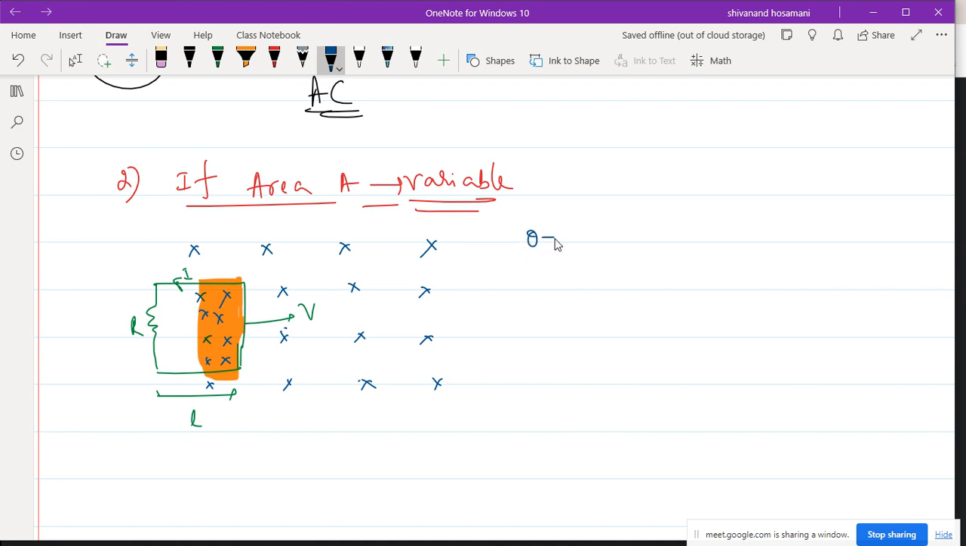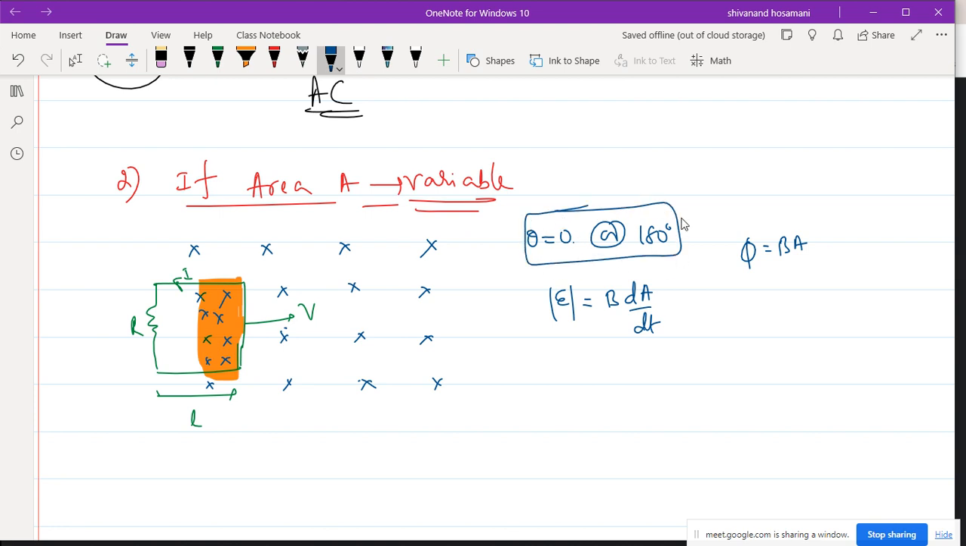Therefore theta is equal to 0 or 180. So the cosine becomes 1. Induced EMF is defined as B into dA by dt, because flux is going to be BA, and whether theta is 180 or 0, I get minus or plus. Anyway, EMF is equal to the rate of change of the magnetic flux. Therefore, we put the mod and write it positively. This area is changing.